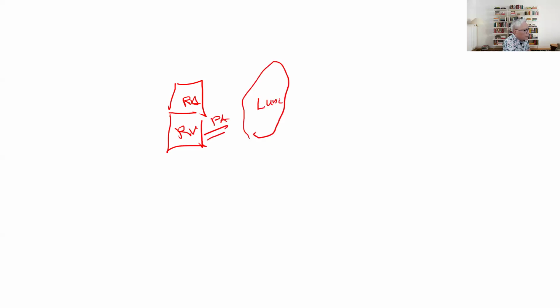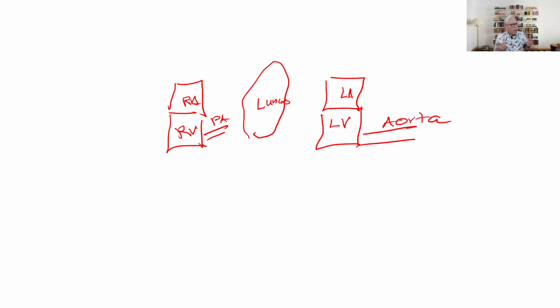So let me illustrate that. If this is the right side of the heart, right atrium and the right ventricle, pulmonary artery, the lungs, left atrium, left ventricle, and aorta. Okay, the reason why I made this illustration is because I wanted to show you why there's a difference between a left-sided heart failure and a right-sided heart failure.